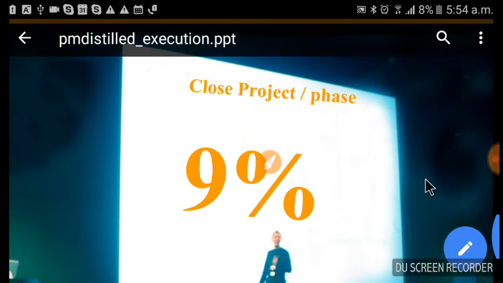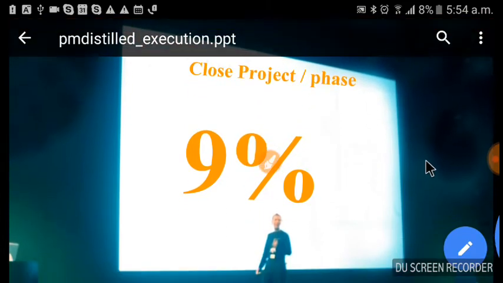Now, here we discuss closing the project or phase, which is the last of the five process groups. The five process groups are initiation, planning, execution, monitoring and controlling, and closing. So far we have completed initiation, then we went into planning and completed it, then execution, done, monitoring and controlling, done. And now the last process group is closing the project or phase.